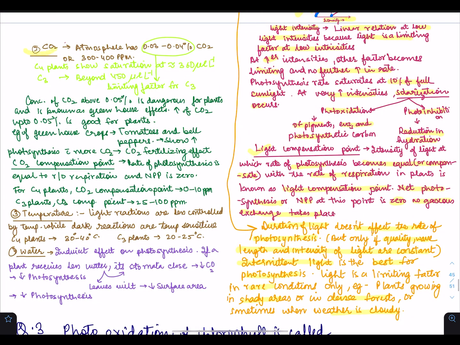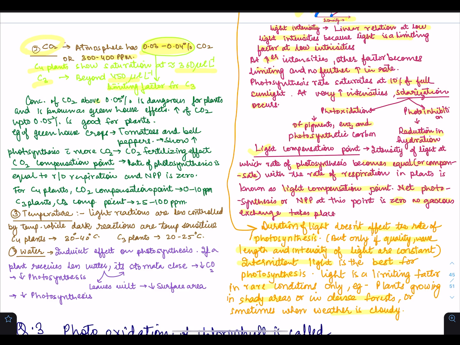Coming to carbon dioxide, we know that the atmosphere has 0.03 to 0.04% carbon dioxide or 300 to 400 ppm. C4 plants, they show saturation at around 360 while C3 plants beyond 450. Okay, so this 0.03 to 0.04% is a limiting factor for C3 plants.